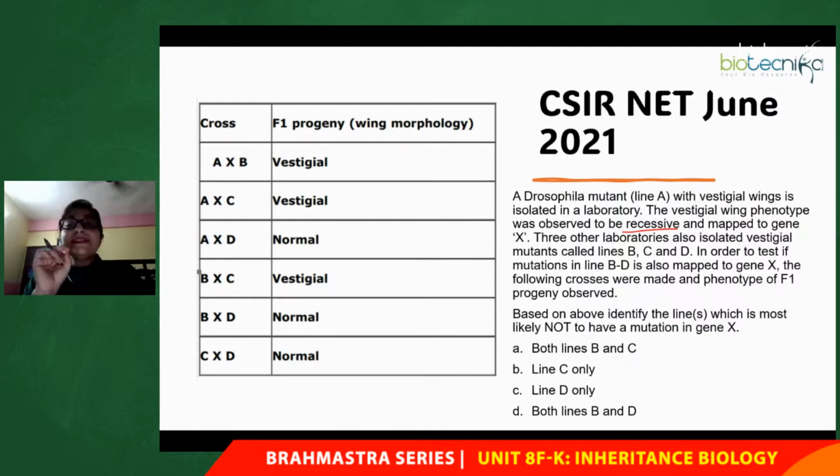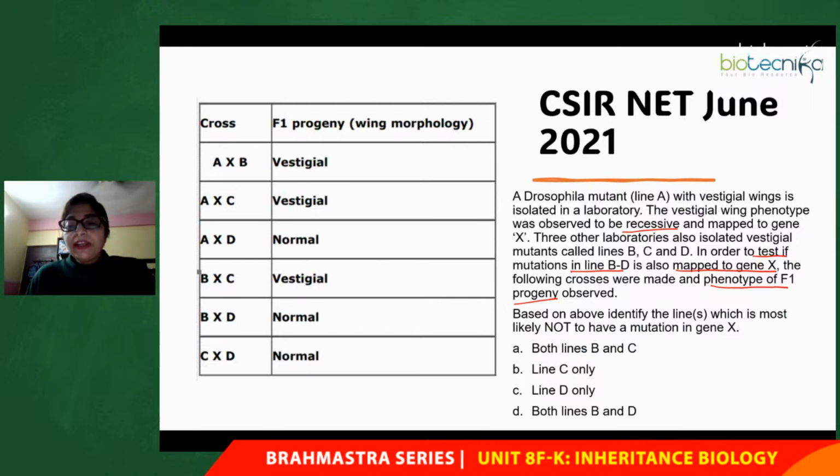See, where is the clue that it is complementation test? First of all, what it is saying: in order to test if B and D are also mapped to gene X. Complementation test, is it not what we do to find out whether the mutations are happening in the same gene or different gene? Correct. And also, we are doing this cross and then checking for the phenotype of F1. This is something that we do in the complementation test. So this is basically a result of complementation test given.